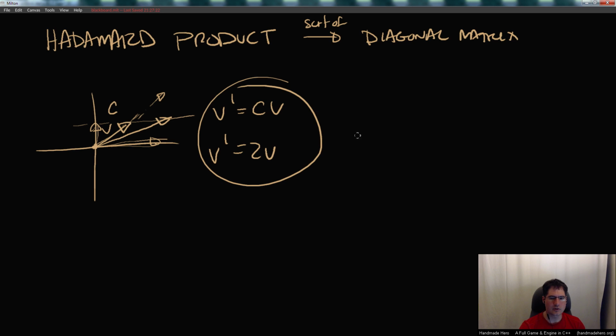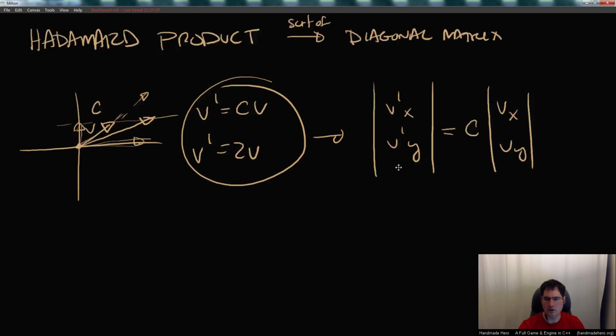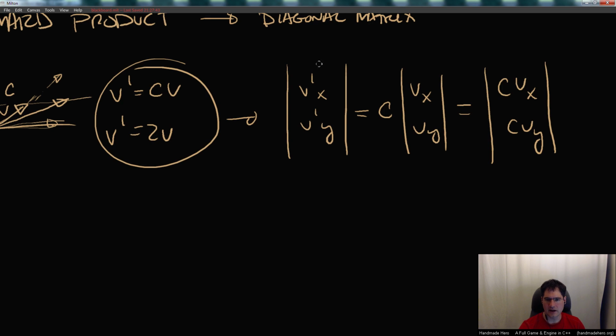Because in this equation, what we have is something like V prime, V prime X, V prime Y, as a vector with 2 components, equals C, which is a scalar, times Vx and Vy. That just distributes inside, so we can do CVx, CVy, and so we have V prime X equals CVx and V prime Y equals CVy. But what if we don't want these to be treated the same? What if we want something more complicated here?